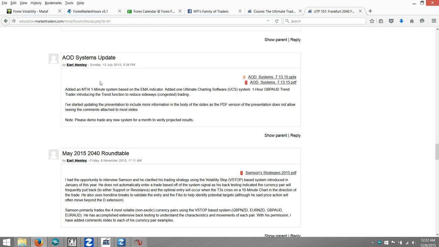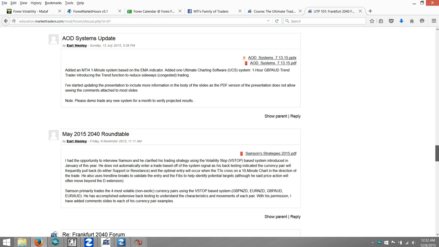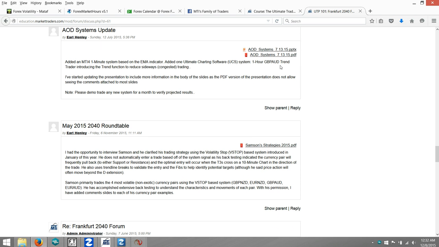And then you have another added, MTI 1 minute based EMA. This is an excellent system if you can tolerate that 1 minute, because it uses multiple time frames. It's also on the UCS too. I tried it a few times. It's really good if you can deal with that 1 minute, but it does have the hourly for the trend direction.